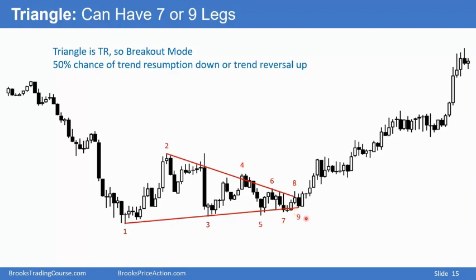And it's a triangle with 9 points in it, 9 reversals. Nothing has changed. Still 50-50 chance you'll get a bull breakout, 50-50 chance you'll get a bear breakout. Anytime you're in a trading range that lasts 20 or more bars, the market's in breakout mode.